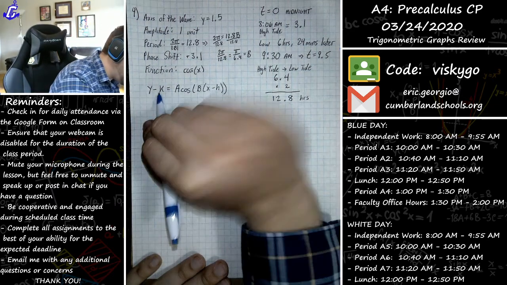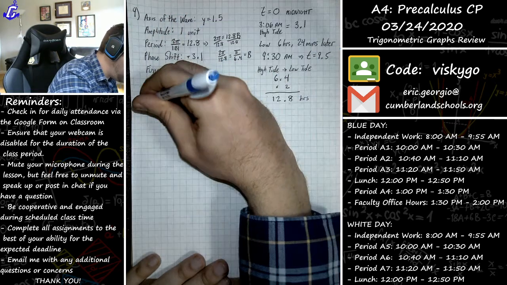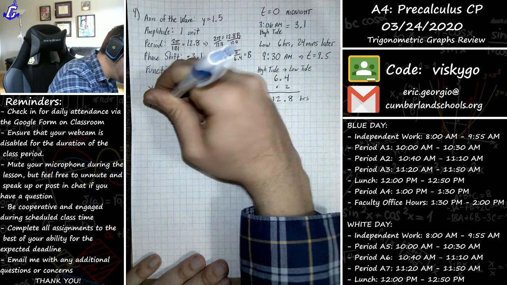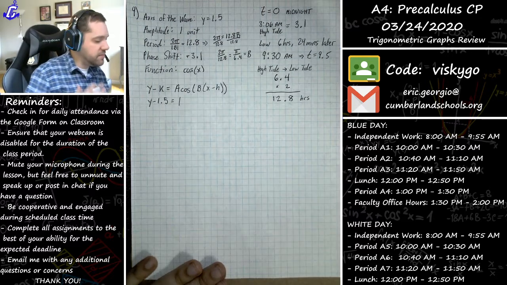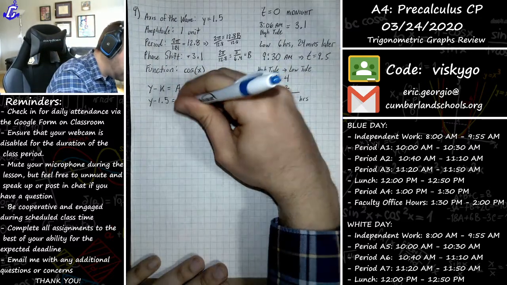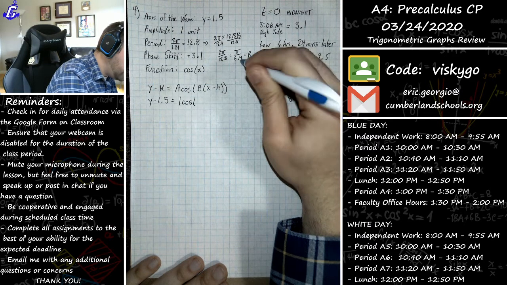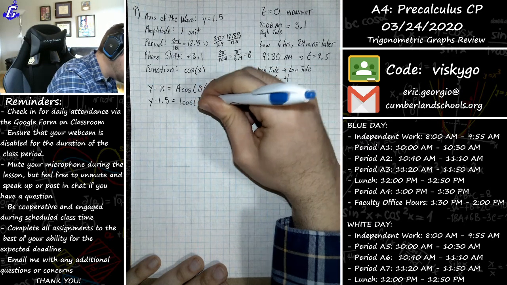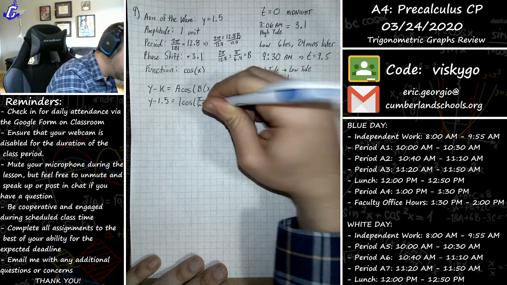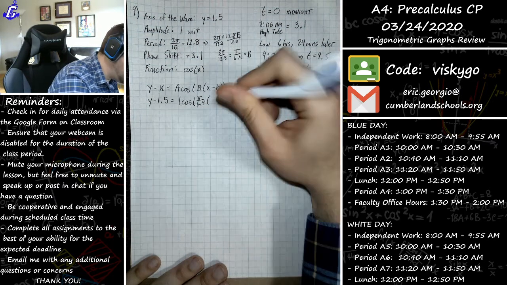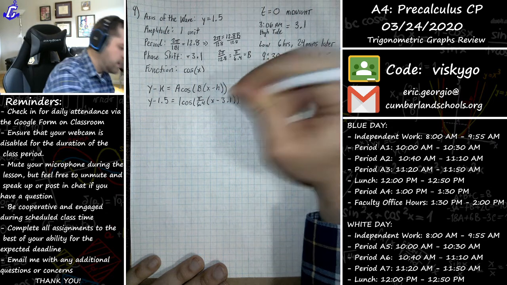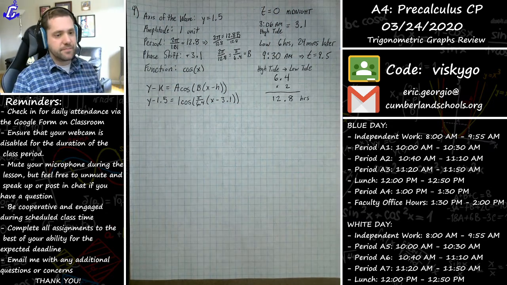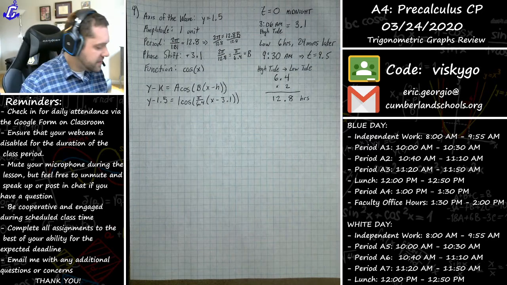So my k, my axis of the wave, is 1.5. So I have y minus 1.5 equals my amplitude of 1. Again, you don't really need to write the 1. I'm just doing it for consistency. Times the cosine of b, which is this ugly value here. It's pi over 6.4 times x minus h. Well, h is 3.1, so I'm going to say x minus 3.1. And so that's your equation. Again, hopefully that makes sense to everybody.